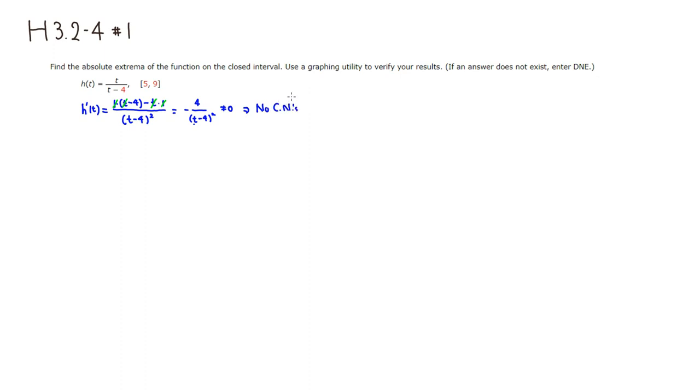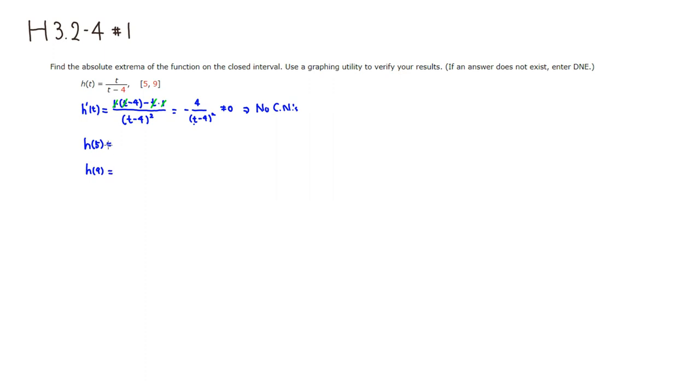So the only possible places are the endpoints. We're going to look at the endpoint h of 5, that's the left endpoint, and the right endpoint is 9. So we look at those values.